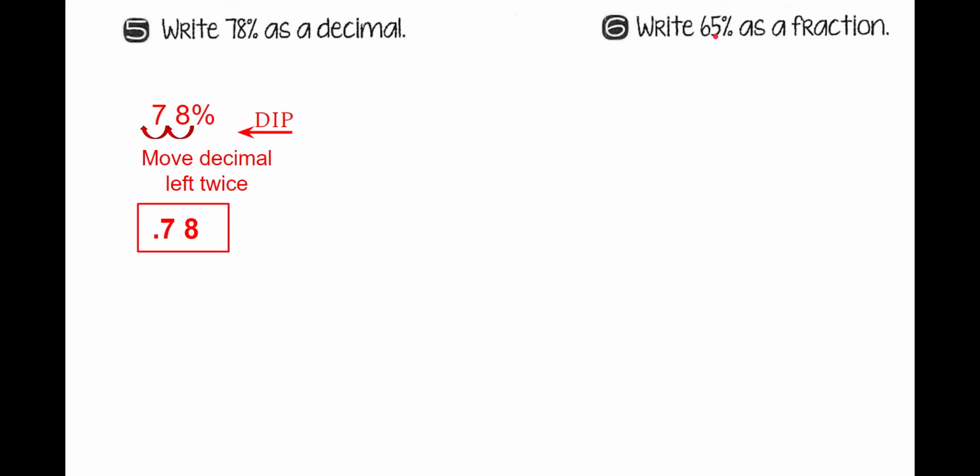Now we're going to write our percent into a fraction. So what we need to do first is dip to the left, so turn it into a decimal first. So we have our 65. We're going to dip to the left. So a decimal would ordinarily be here. It's going to move 2 spaces over here, and we end up with 0.65.